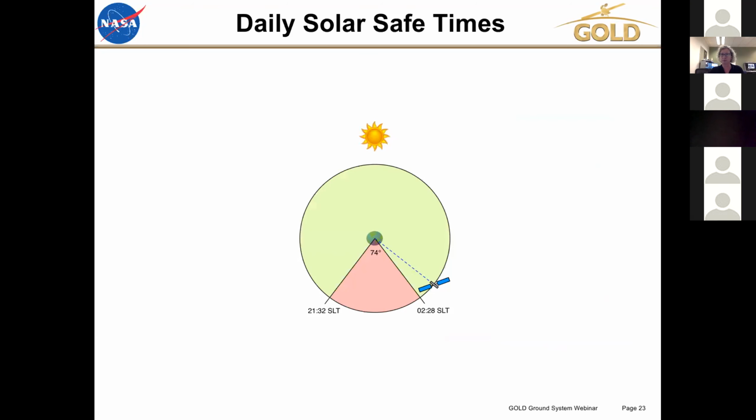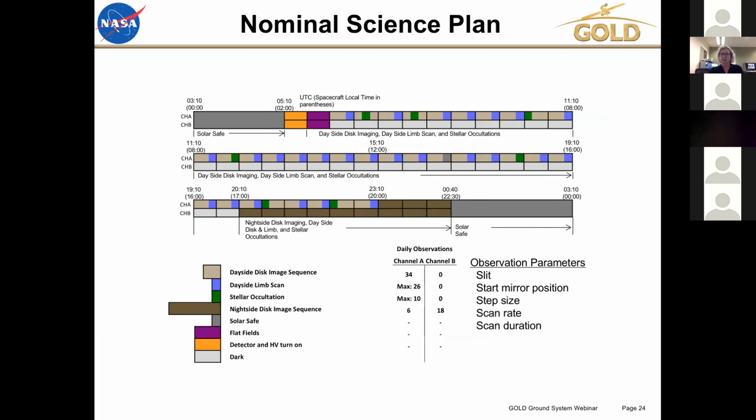So in order to protect the detectors during this time when the sun would be in the instrument field of view, we turn the detectors off, we turn off our high voltage, and we put the instrument into a solar safe mode. This plays into what we're talking about here, which is this timeline that looks at a typical day in the life of the GOLD instrument.